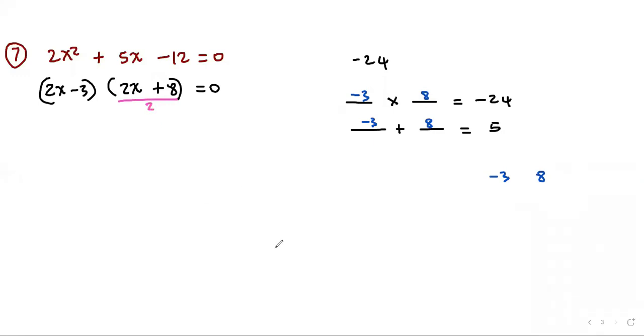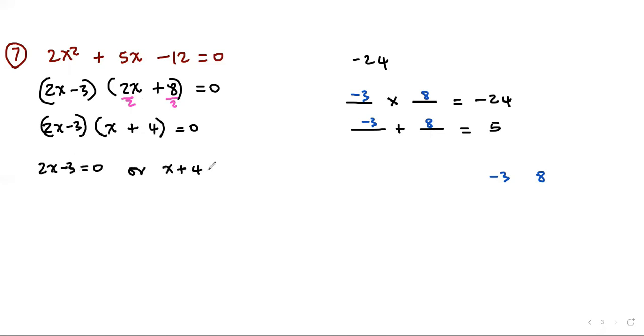So in other words, we are going to get 2 divided by 2 and 8 divided by 2, because we are having 2 as a common factor of 2 and 8. So we are having 2x minus 3 into 2x divided by 2 is the same as x, plus 8 divided by 2 is 4 equals 0. So it means that we are having 2x minus 3 into x plus 4. So already we have finished factorizing it. So we can say that 2x minus 3 equals 0, or x plus 4 equals 0.